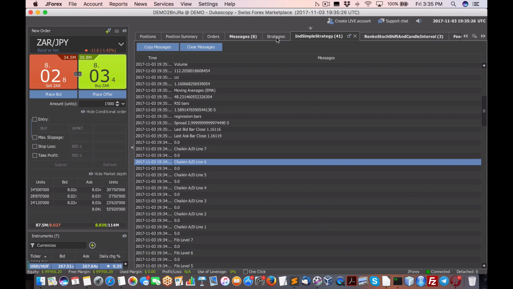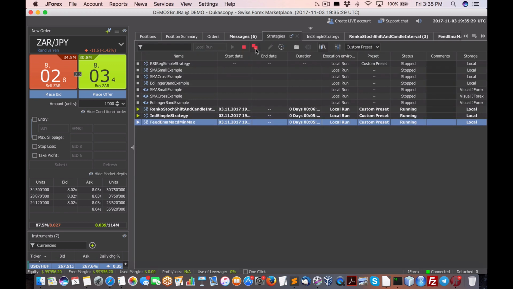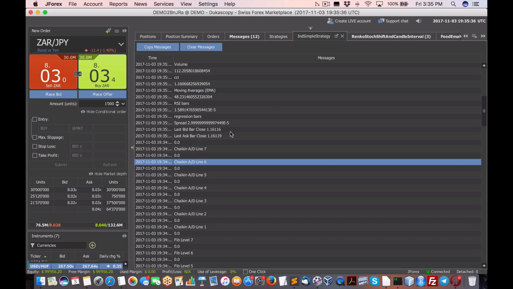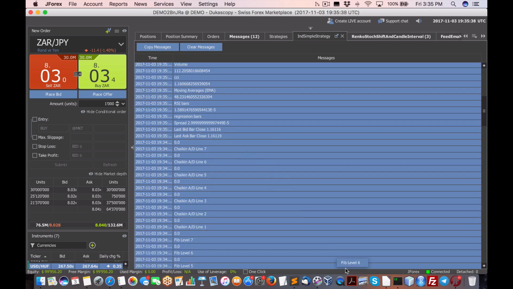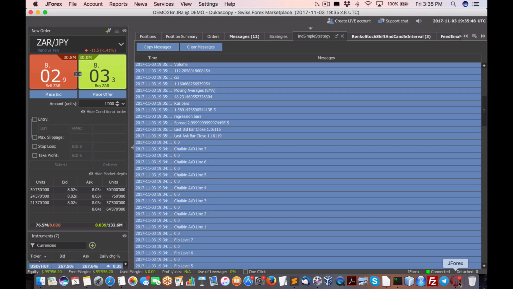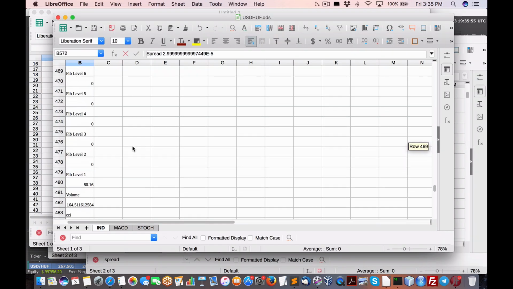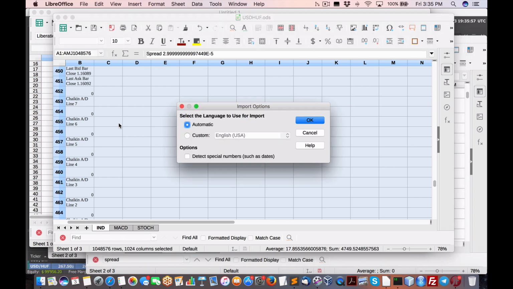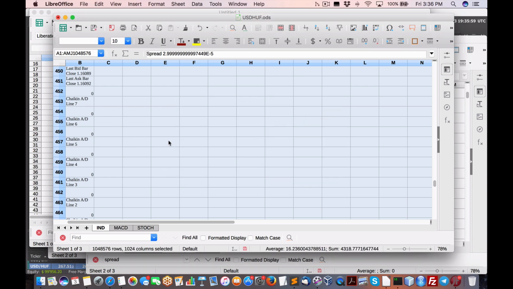So let me just go back and stop all these strategies, and copy them into the spreadsheet. One thing I will say I'm noticing with forex, the platform is really chewing up a lot of processing. So when you do go live, I probably would have to have it on a dedicated system, just because that's the way it is, which is fine.